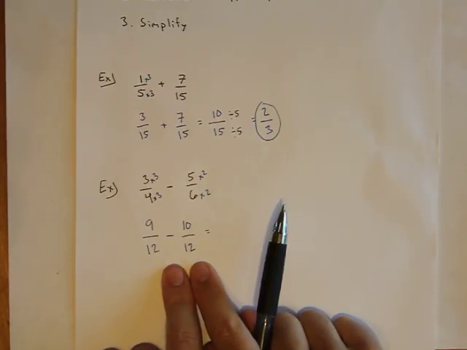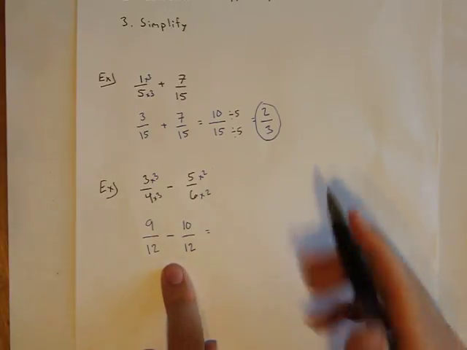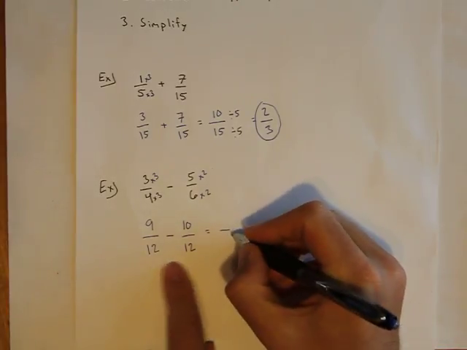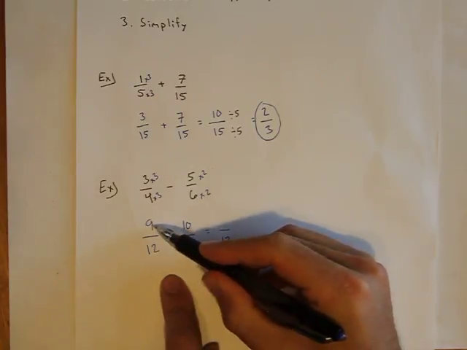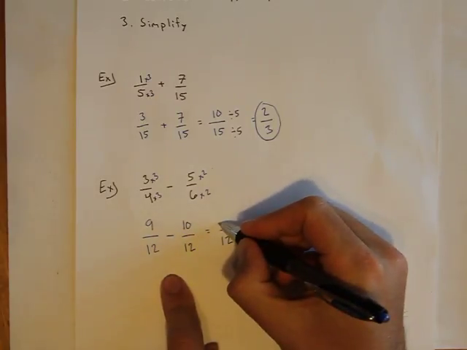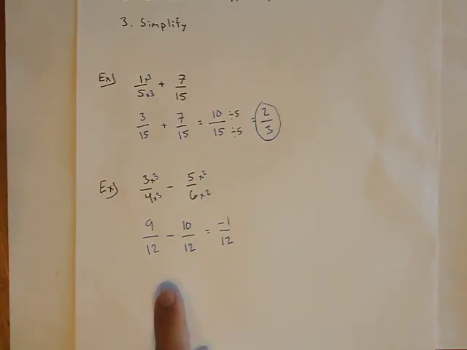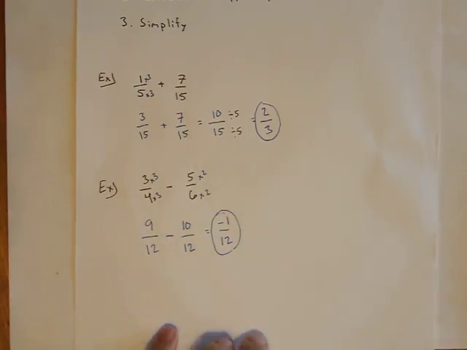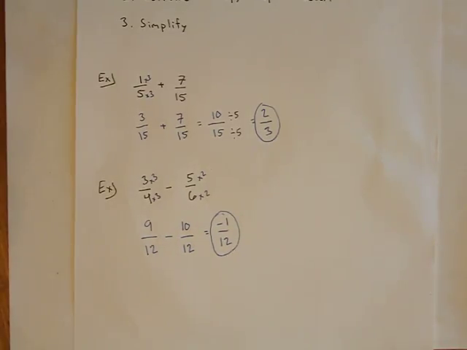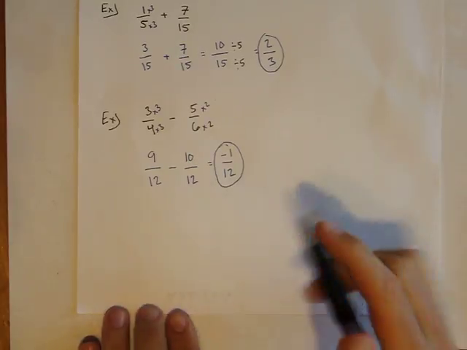And what I'm going to do is follow my rules for adding and subtracting, which says that the denominator stays the same. It's just a 12. And the top, I subtract. 9 take away 10 gives me a -1. And even though you're not comfortable with it, maybe isn't what you're used to, it is possible to have negative fractions, and that's okay. So in this case, I would have a -1/12.